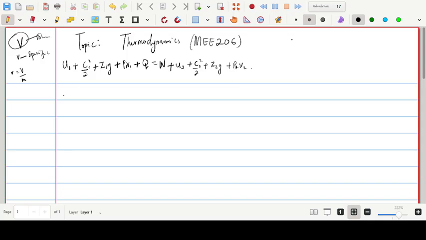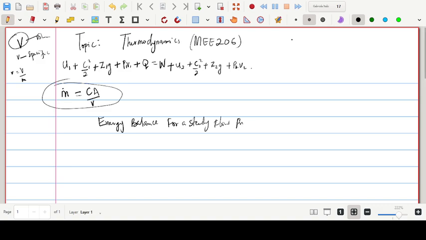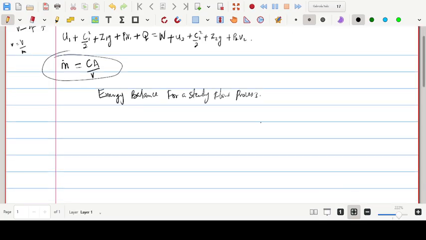And don't forget, we considered the continuity equation, where the mass flow rate is equal to CA over specific volume. We derived it in our previous class. Now today we want to look at the energy balance for a steady flow process, a steady flow process.